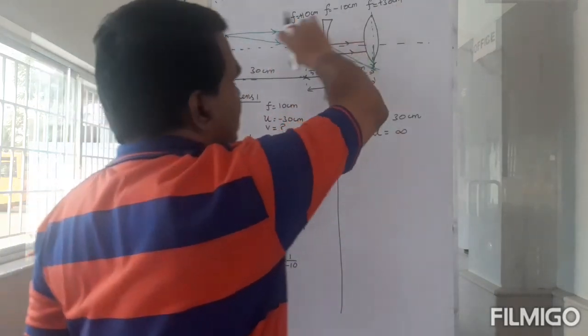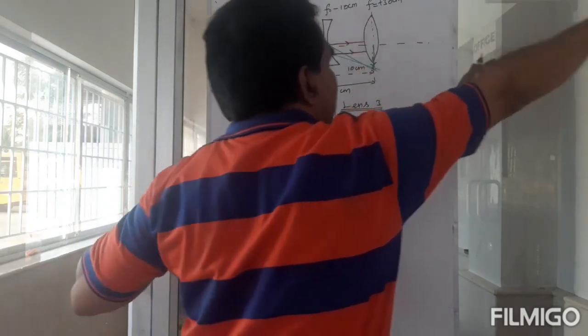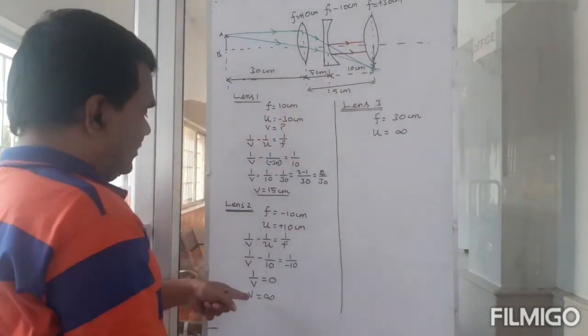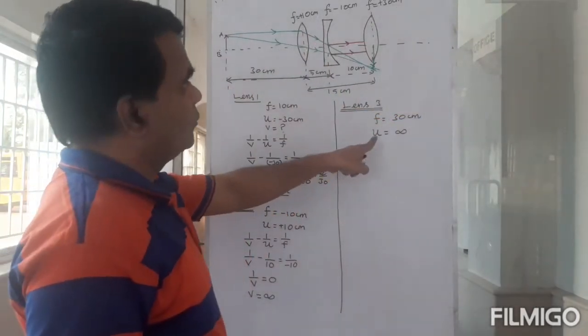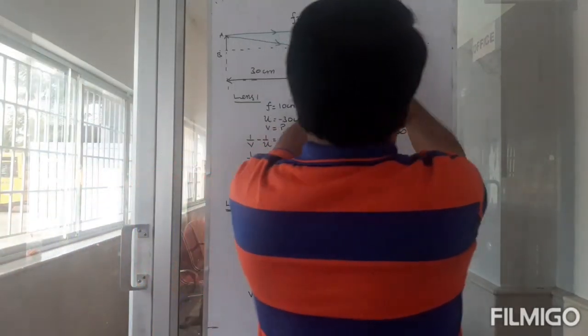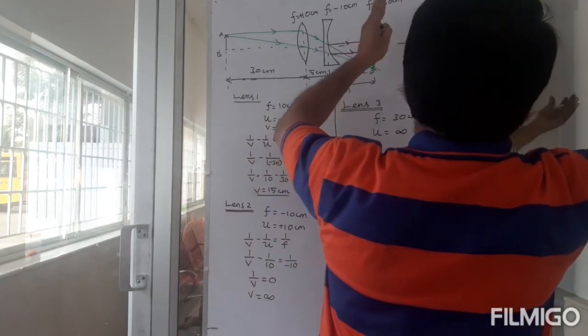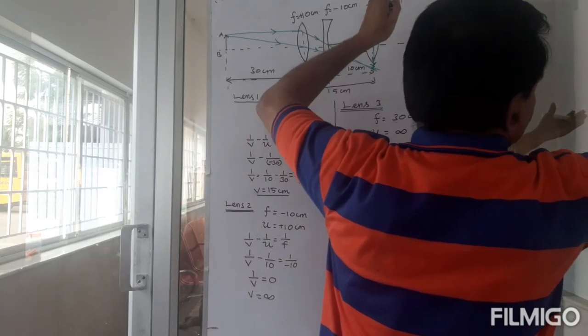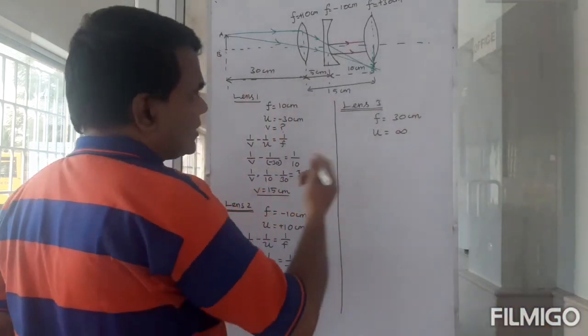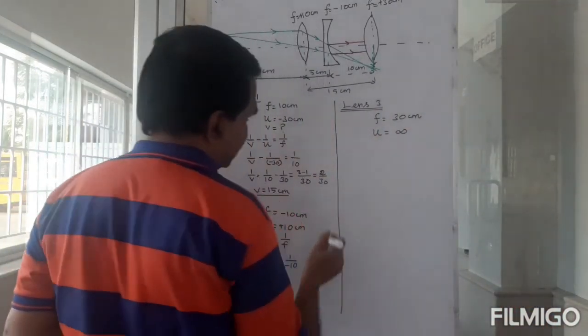Because it's going to send parallel rays, only then can the image be formed at infinity for the previous lens. So for this lens, u as measured is at infinity. Its virtual object is there at infinity. And what is v? V is what we need to find.